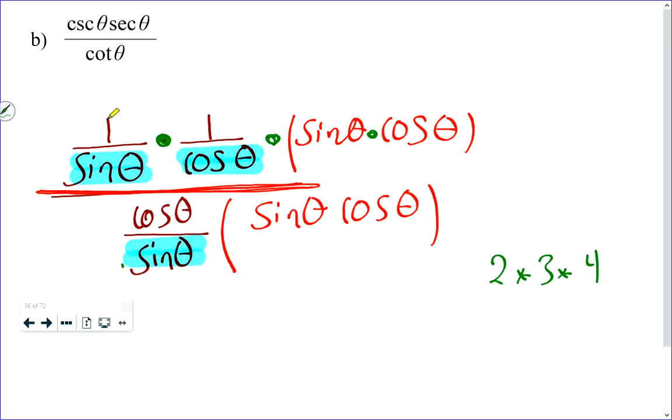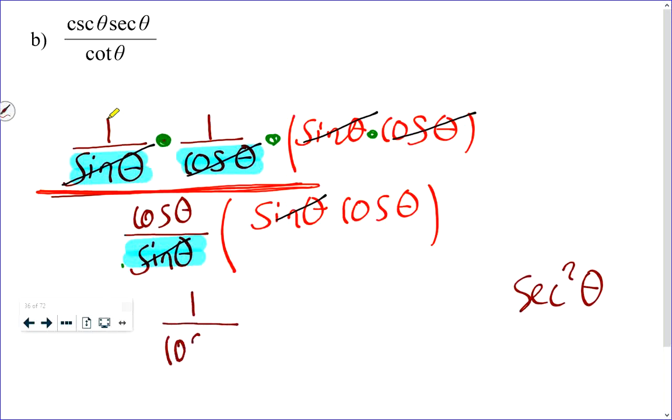So the order in which I multiply this mess on the top doesn't matter, which means I can multiply this sine of theta times 1 over sine of theta first. The sine of thetas are gone. I can multiply this cos of theta times this 1 over cos of theta, and the cos of thetas cancel. On the bottom, the sine of thetas cancel. Okay, so now we're at my question that I will always ask. How many of you see that the answer is secant squared of theta? Because all we're left with on the top is 1, and on the bottom we're left with cosine squared of theta.